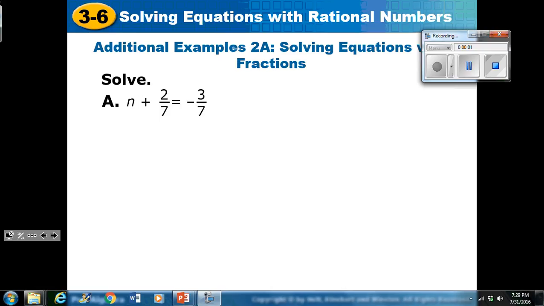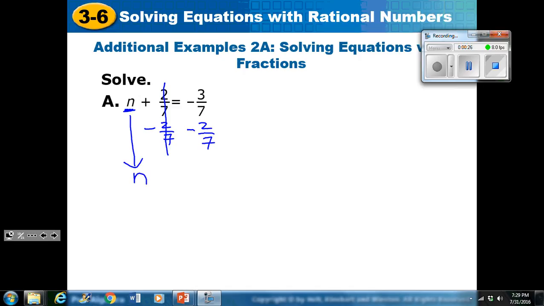We're continuing lesson 3-6, solving equations with rational numbers. Our first example is n plus 2/7 equals negative 3/7. N has had 2/7 added to it, so we're going to have to subtract 2/7 to get rid of that, and we need to do that same thing on both sides. So plus 2/7 and minus 2/7, that goes away. Now it's n plus 0, or just plain old n.